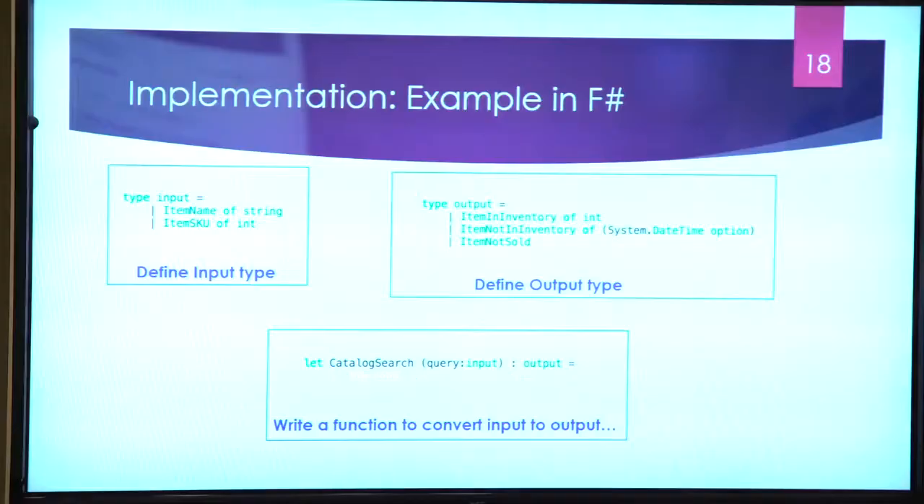OK, so this is an example of an implementation, right? It's a very simple example of, let's say, a catalog search. So how do you implement such a service? The way you implement is you define what your input pattern is. You define what your output pattern is, and often you just have to have a function that maps the two.